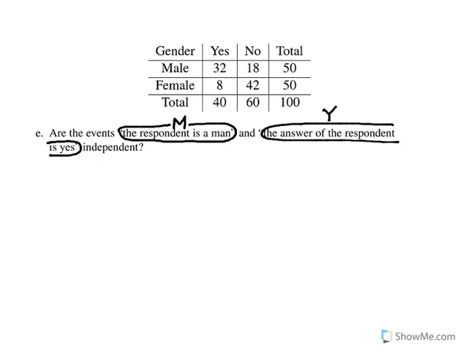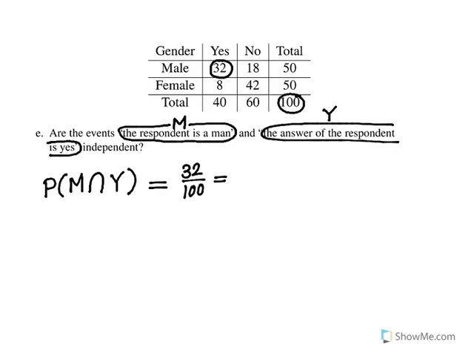If events are independent, then the probability of the two events happening together, M intersection Y, or M and Y, let's see it first. Probability of male and saying yes. If you look back, the males that said yes are 32, out of 100 people. It's not a conditional probability, so we divide by the total number. So this will be 32 over 100, which is 0.32 or 32%.